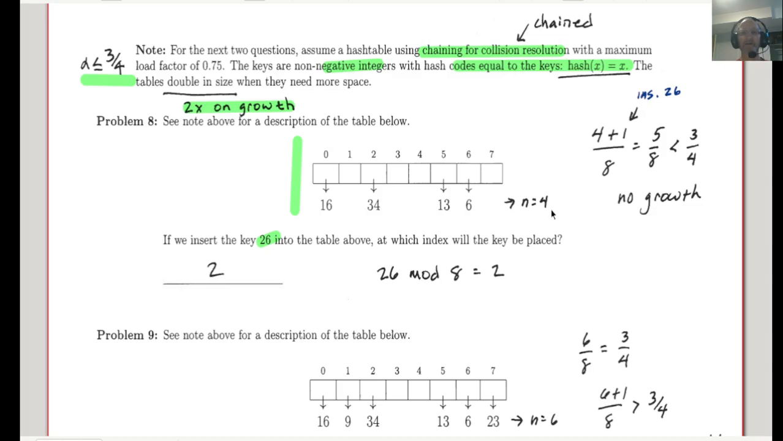So there are 4 elements in the table right now. N equals 4. There are slots 0 to 7, so 8 is the value of m. We're going to add one more. 4 plus 1 is 5 over 8, which is less than 3/4, so we don't grow this table at all. It's safe to insert the number 26. Where does it go? 26 mod 8. It's 26 minus 24, which is 2.